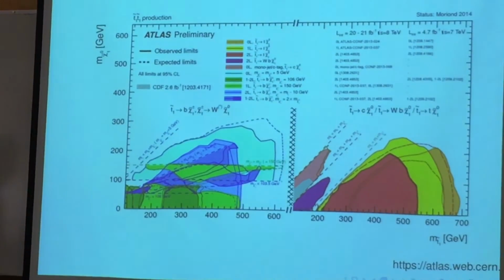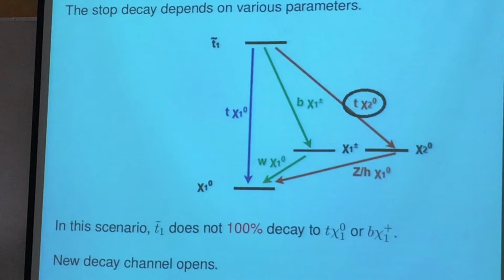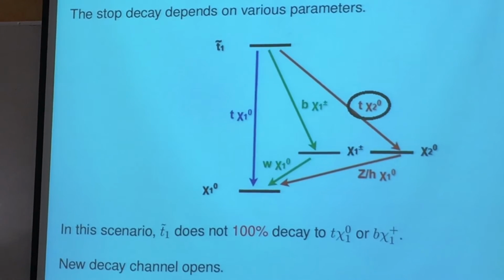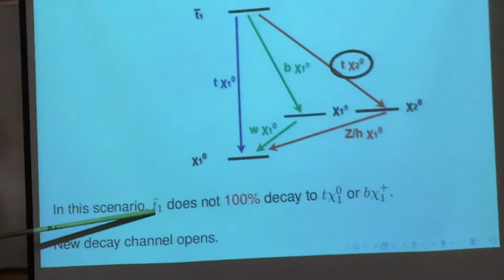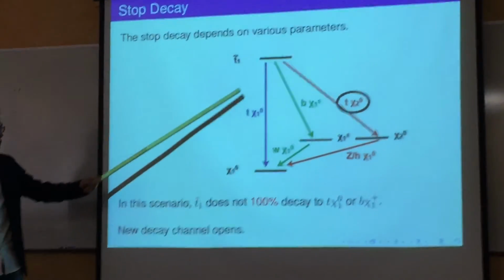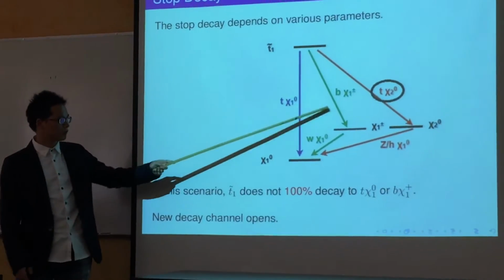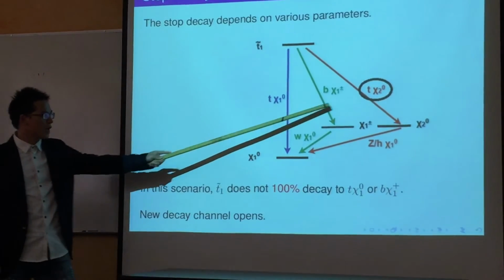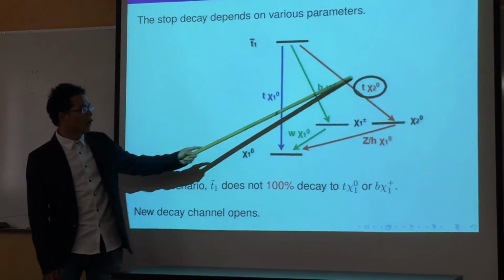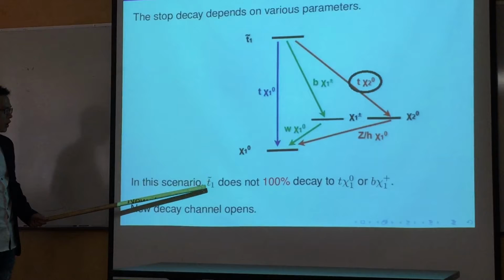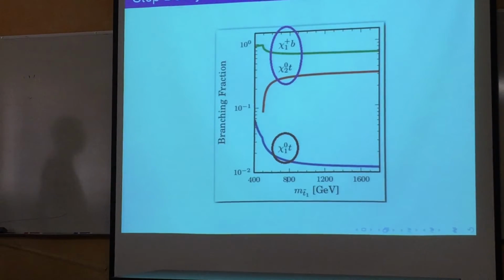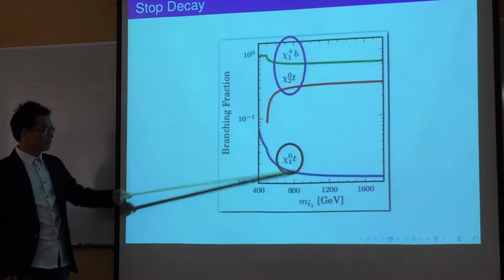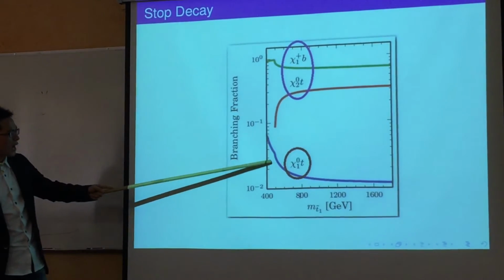But in the model, the stop decay actually depends on various parameters. So for example, in this scenario, the stop will not decay 100% to either this one or this one, right? So new channels open up. I have a plot to show the branching fractions of those decay channels.